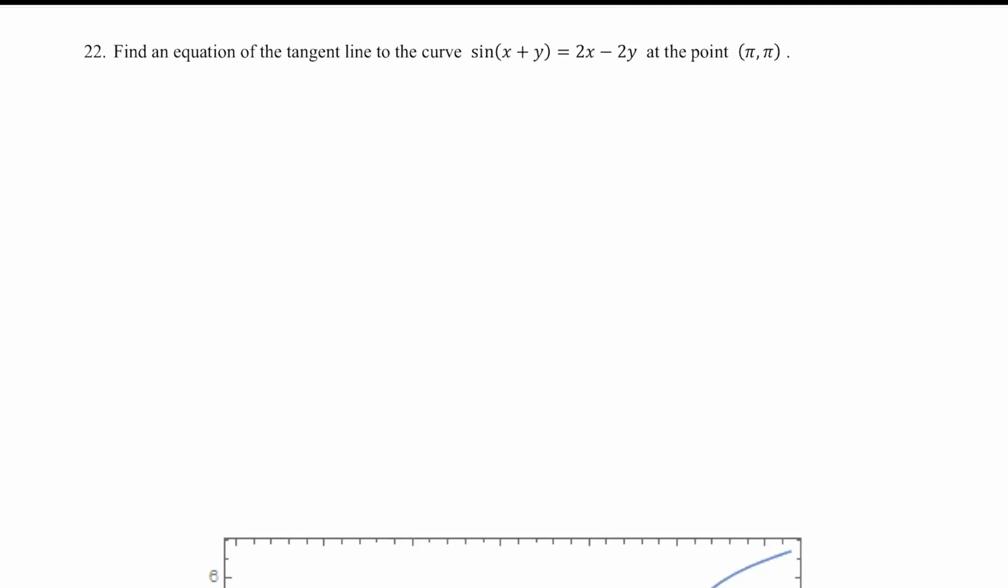All right, let's try number 22. This one, we're trying to find the equation of the tangent line to this curve, sine of x plus y equals 2x minus 2y, at a particular point, pi comma pi. So in general, when we want to find the equation of the tangent line, it's still true that we need a point on the line, that's the tangent point.